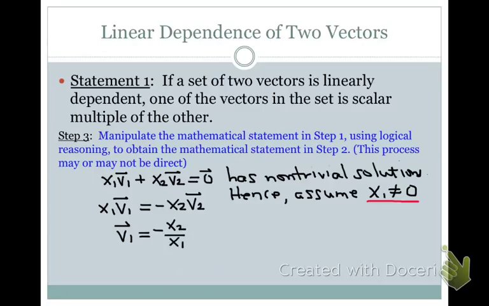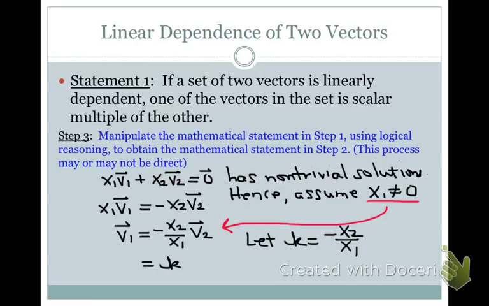over x1 times v2. Now you can see why it was important for us to say that x1 was non-zero, because if x1 is equal to 0, then I'm unable to divide by it. Right, so actually we're finished, because notice that I can let k be the quantity minus x2 over x1, which then gives us that v1 is k times v2. Right, so in this case, our proof is complete.